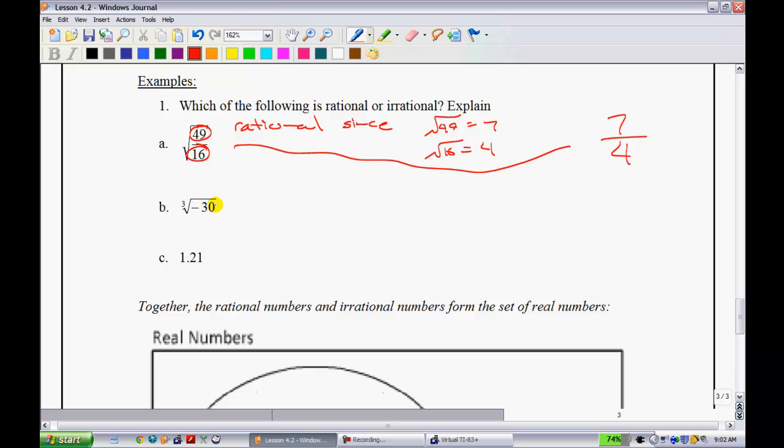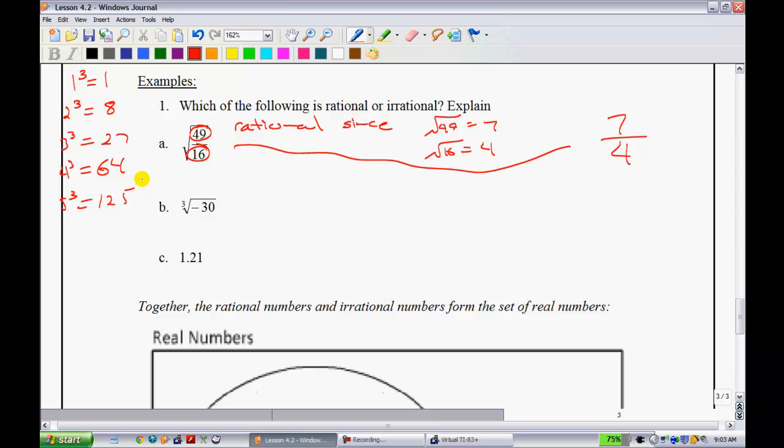Well, this one's saying the cube root of -30. Well, cube roots are what number can you multiply by itself 3 times such that you get that number? Well, if you need to, folks, and we'll be going over this in this section, your perfect cubes go like this. 1 cubed is 1. 2 cubed is 8. 3 cubed is 27. 4 cubed is 64, and 5 cubed is 125. Those are the ones I need to know.